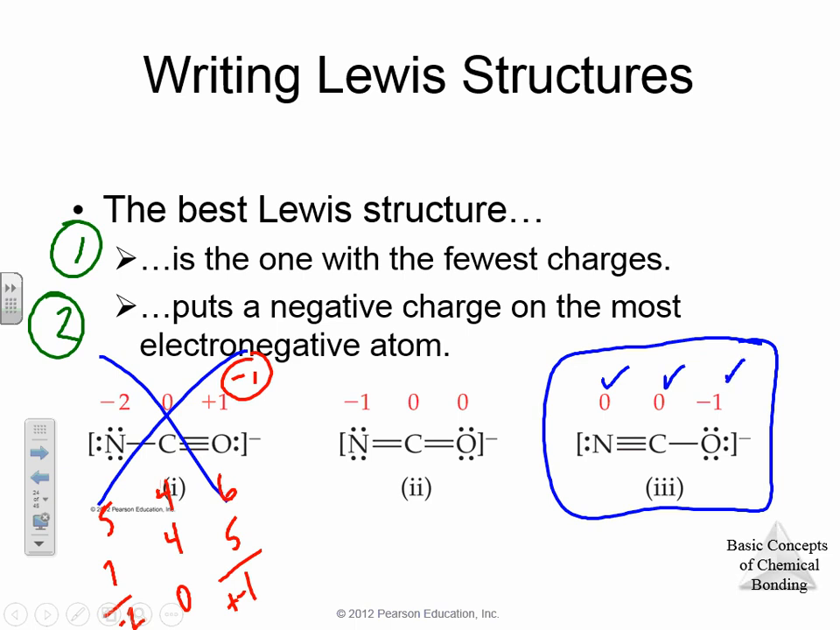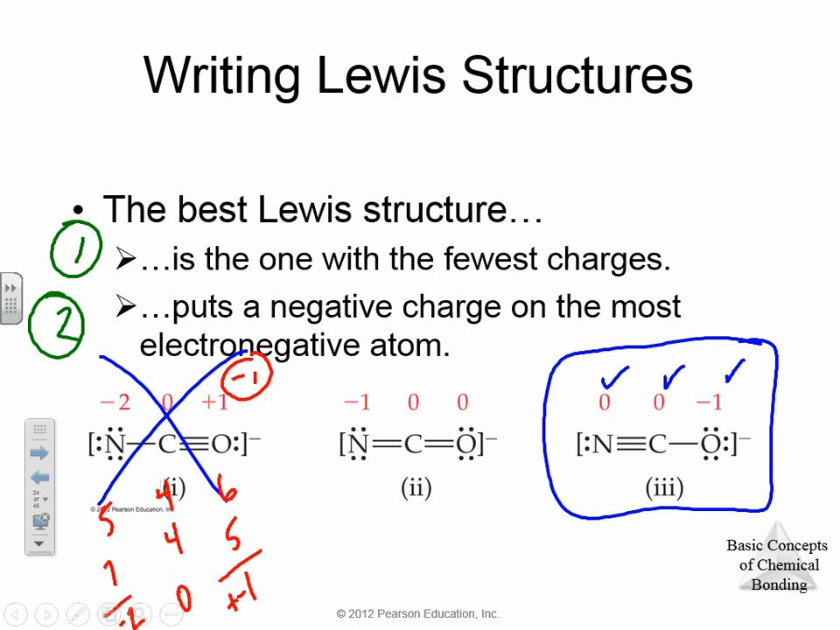What makes Roman numeral 3 better than Roman numeral 2? All right, let me back up. What makes 3 better than 2 or 1? Well, in example 1, it violates rule number 1, the one with the fewest charges. Roman numeral 1 has 2 charges, -2 and +1, where Roman numeral 2 has 1 solo charge. So we can knock off Roman numeral 1 as not our best option. So now we're down to comparing Roman numeral 2 and 3.